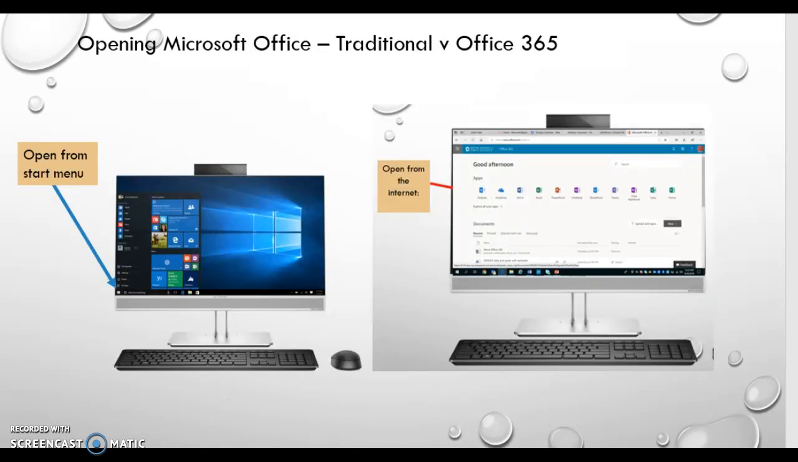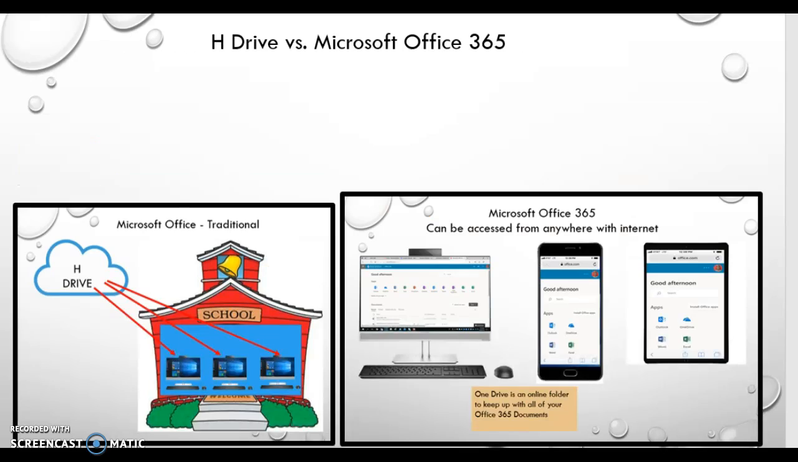So to repeat, you find traditional Microsoft Office products by going to the Start menu. You access Office 365 by going to the Internet. You can access traditional Microsoft Office products only from your own desktop, or if you use the H drive from anywhere inside of our building. Office 365 can be accessed from any computer, from any tablet, even from your phone.